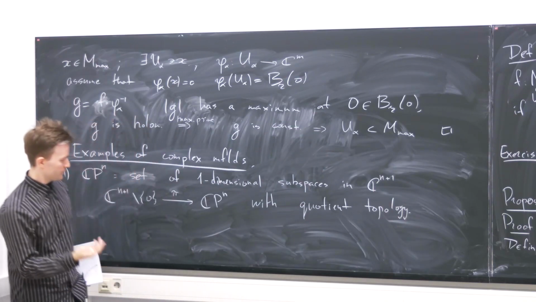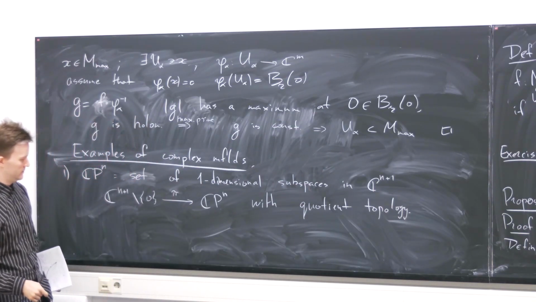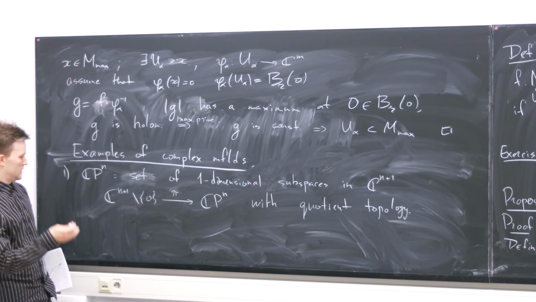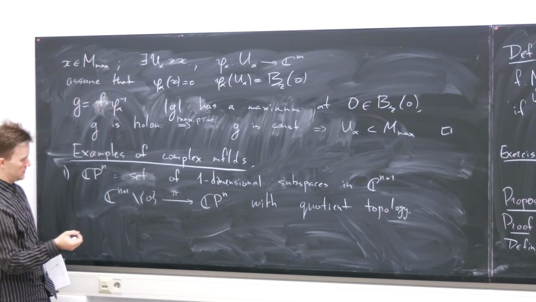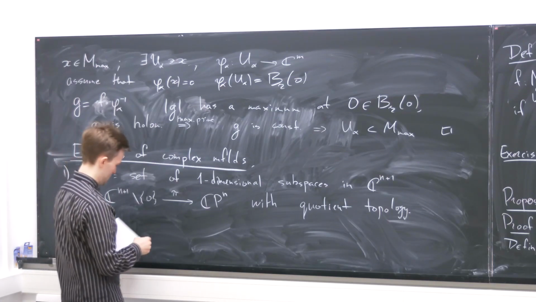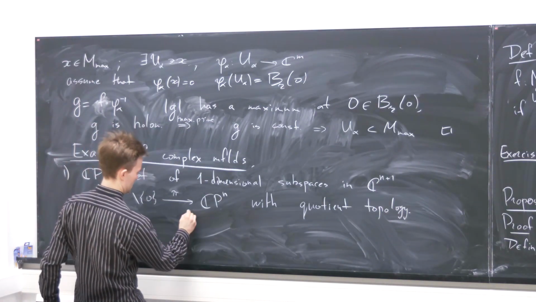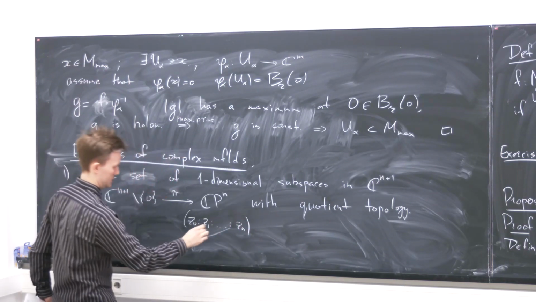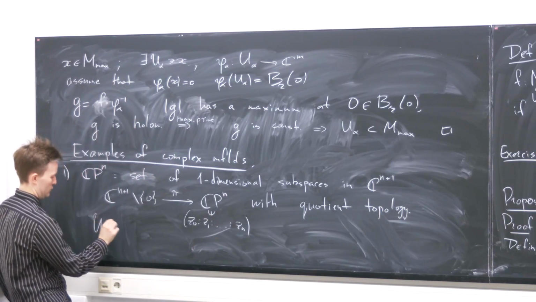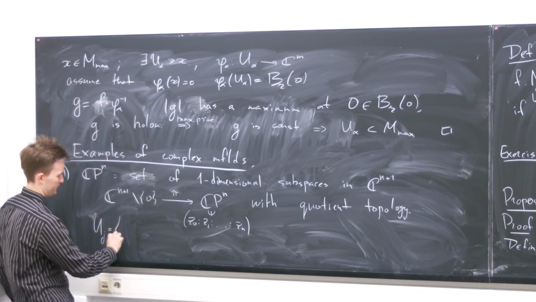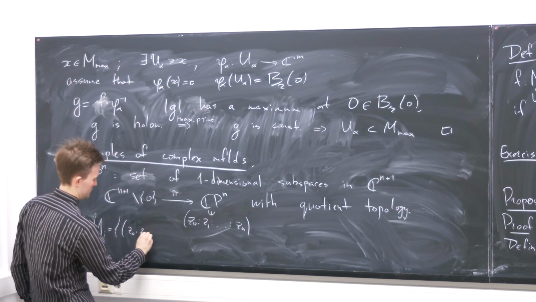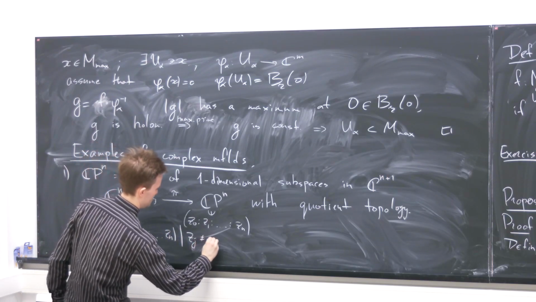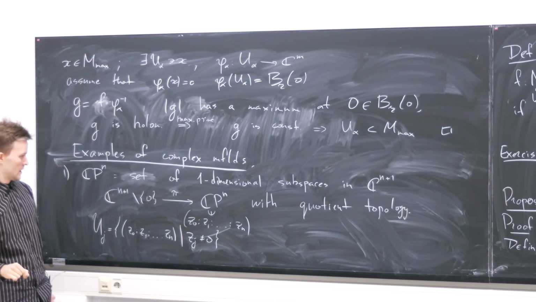That an open subset in CPn is open if and only if its preimage in Cn+1 minus 0 is open, right? And then we can cover this CPn by the standard charts. So a point in CPn is denoted, as usual, z0, z1, ..., zn. These are homogeneous coordinates. And we have an open subset Uj, for example, consisting of points such that zj is not 0.